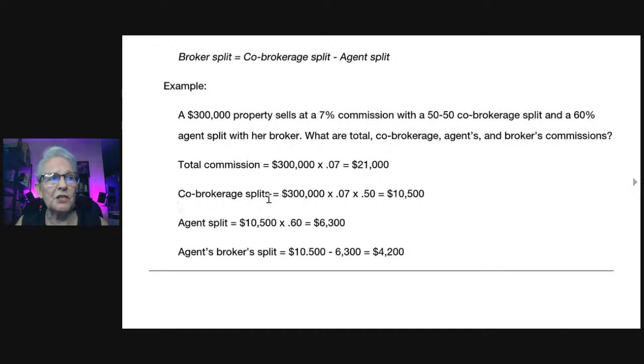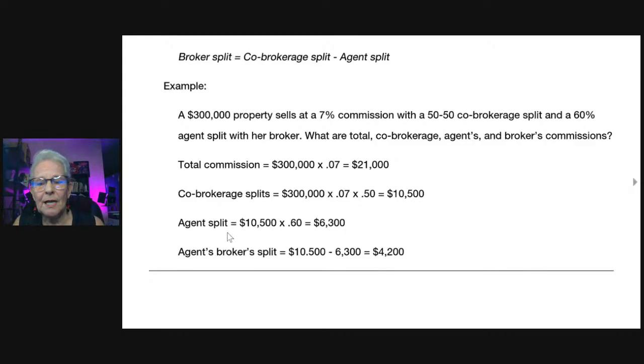The co-brokerage split of the 300,000, it said here 50%. So each side is getting half of the 7%. So 300,000 times 0.07, that's the full commission on the listing agreement. And each side gets 50%, which is 3.5%. That's 10,500 for each brokerage, because the commission is paid to the broker, not the realtor. If the realtor is a broker, then the commission goes to them, right? Because they are the broker.